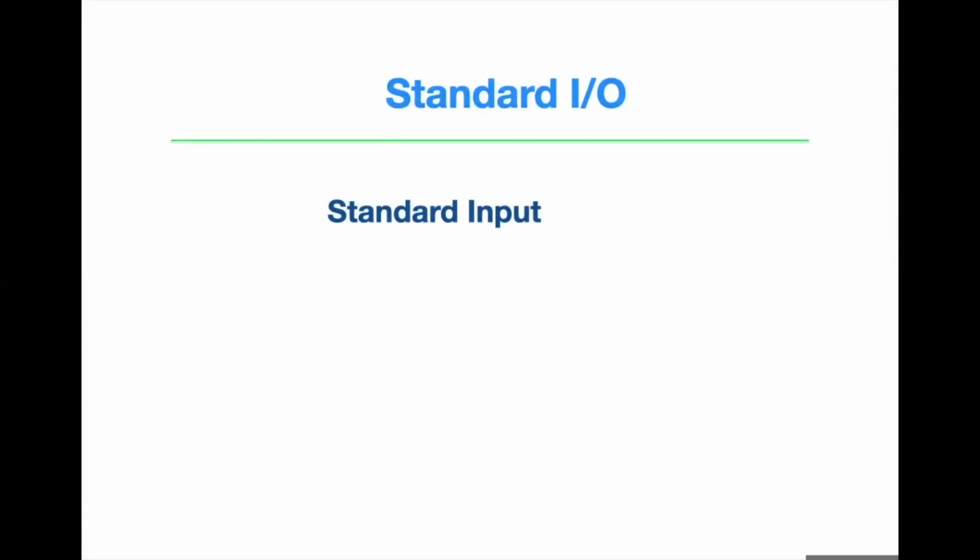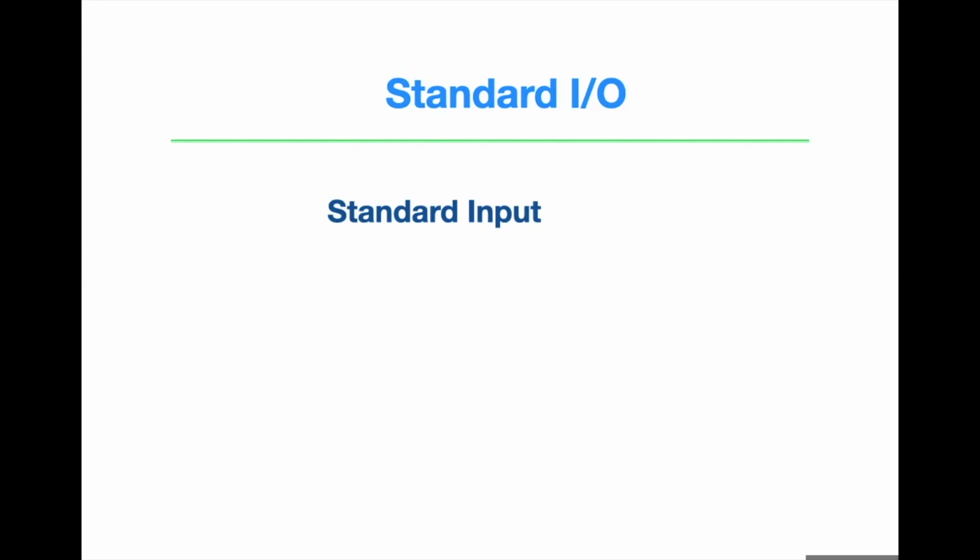Standard I/O. What do the terms standard input, standard output, and standard error mean? A process has a single way of taking input, that is the standard input, which by default is the keyboard through the terminal. It also has a way of showing the output, standard output and standard error, which is by default the screen or terminal.